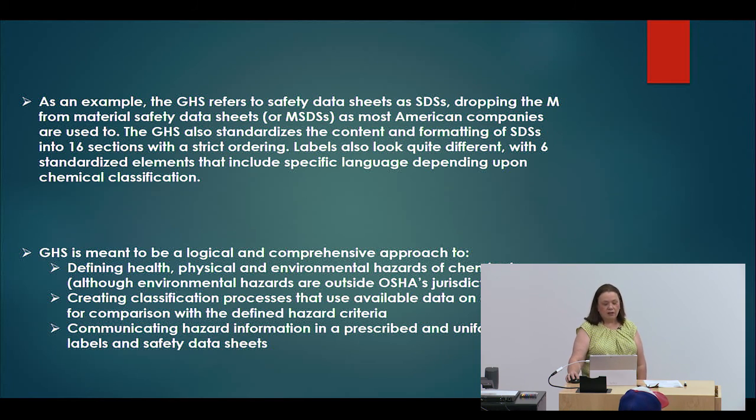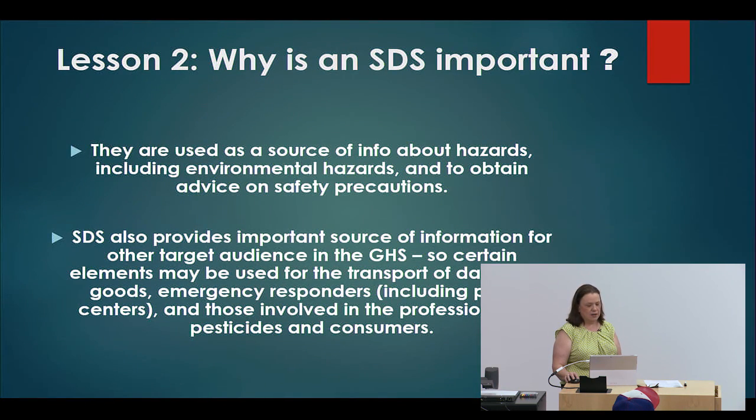GHS is meant to be a logical and comprehensive approach to defining health, physical, and environmental hazards of chemicals, creating classification processes that use available data on chemicals for components with the defined hazard criteria, and communicating hazard information in a prescribed and uniform way on labels and safety data sheets. So that's the GHS part of why it comes as part of the SDS.